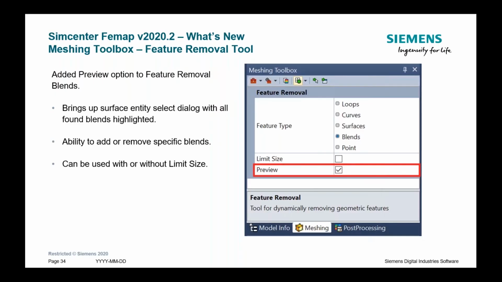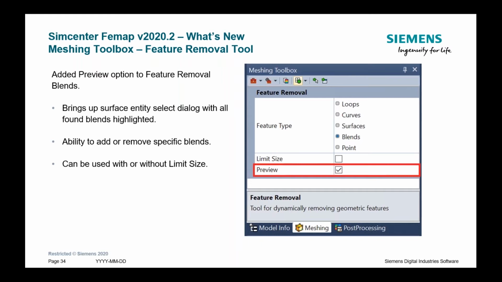let's go on. Meshing. So this is probably not exactly a meshing command, but it's in the Meshing Toolbox, and it has to do with feature removal. We just added a preview option to the feature removal blends operation.